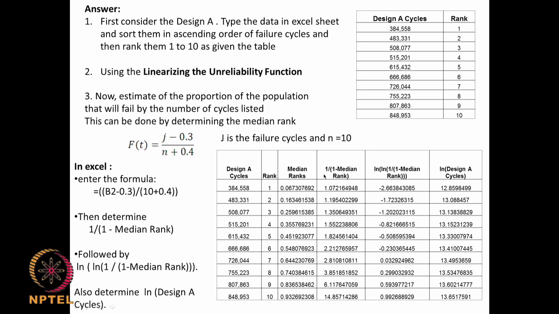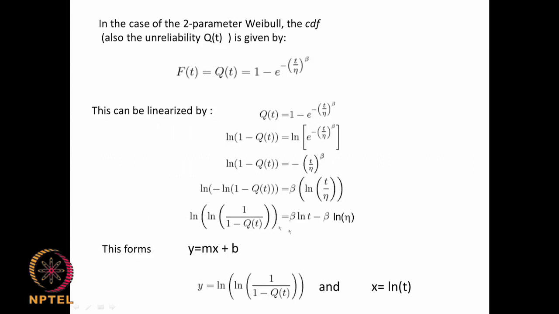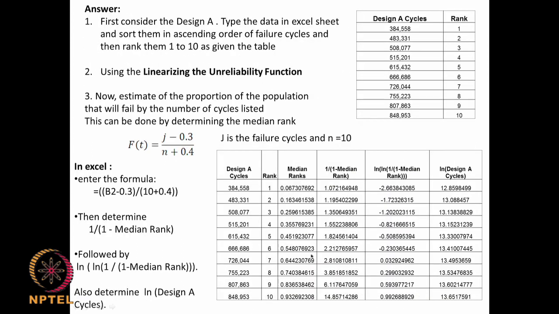Then you calculate 1 divided by 1 minus the median rank. That means 1 divided by 1 minus 0.06, that will give you this value, and so on. Like that you calculate. Then you take a logarithm of this and then again take a logarithm, so 2 times you take the logarithm. Why? Because, if you remember, you have to take the logarithm 2 times, and then you plot this as the y axis and the logarithm of t as your x axis, okay. That is, the design cycles is your t. So, you plot this versus this, okay.